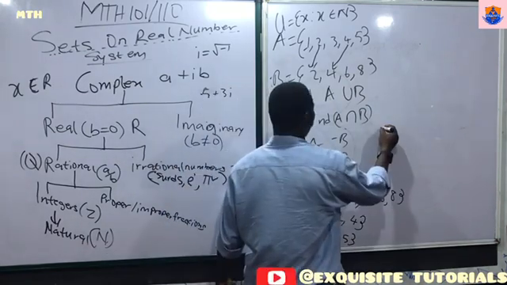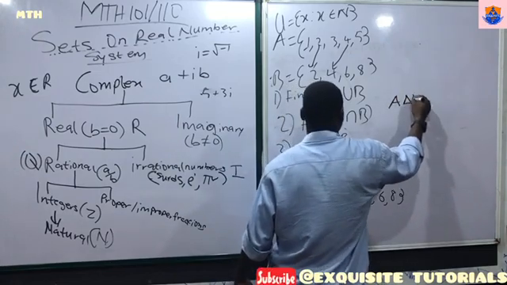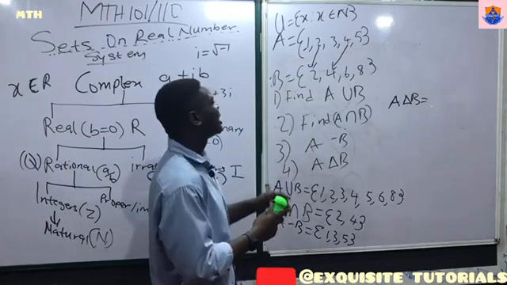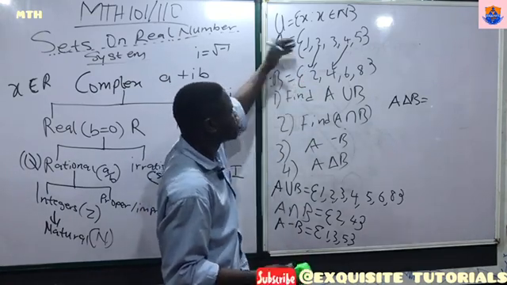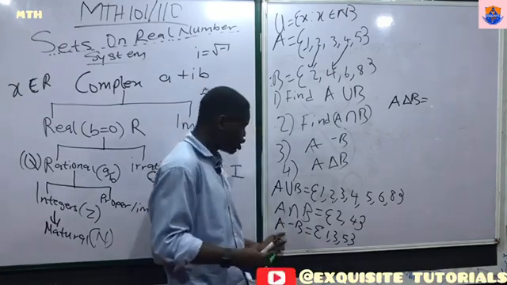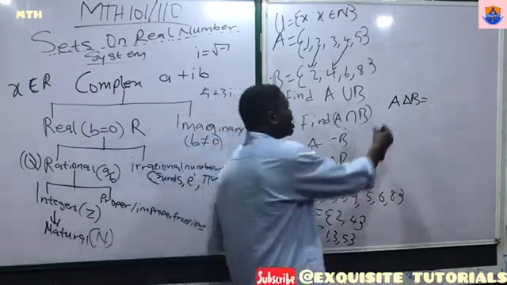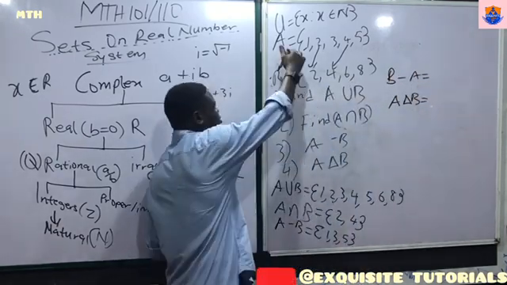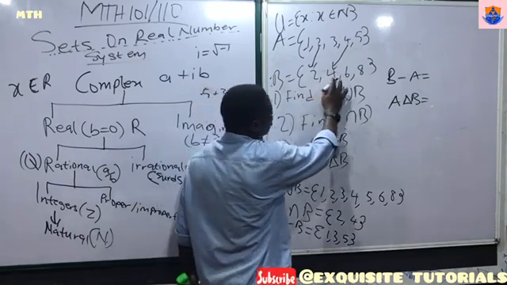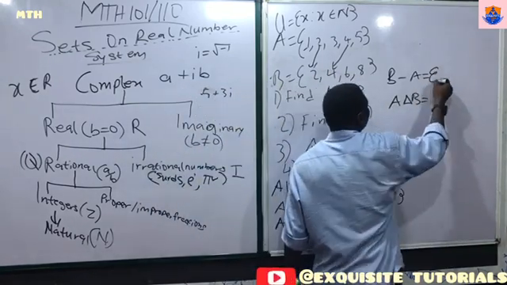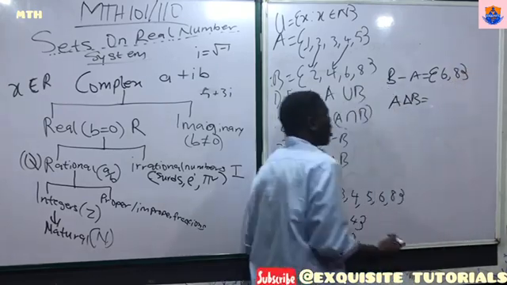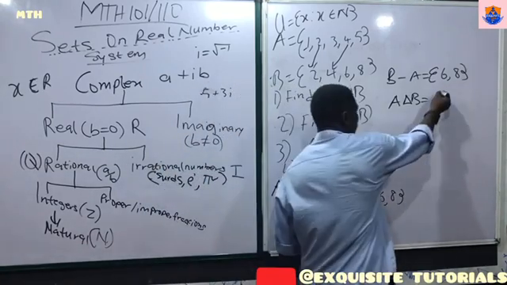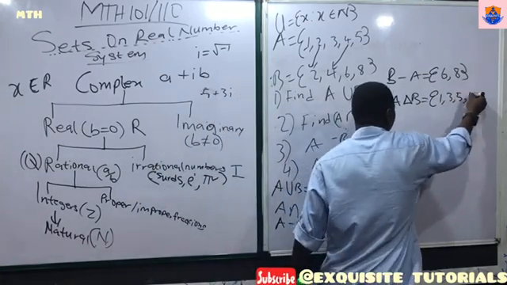Then for our A symmetric difference B, it includes those elements that are in A but not in B, adding them up with those elements that are in B but not in A. Since we know those elements that are in A but not in B, let's first look for those elements that are in B but not in A. The elements in B that are not in A include 6 and 8. So we have 6, 8. Therefore, our symmetric difference of A and B would be 1, 3, 5, 6, 8.